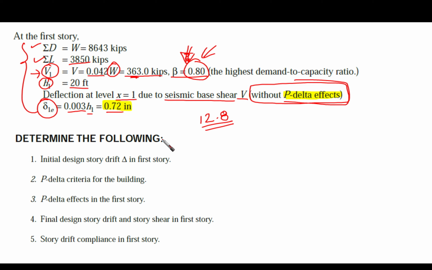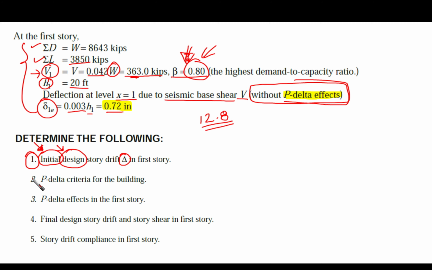We want to determine the following. We have 5 requirements here. Let's go through them one after one. Initial design story drift delta in the first story. Take care of this word, which is initial. Initial means without any P-delta effect. Design story drift. Take care of the word design. We're not talking about the elastic. We're talking about the design now, which has this uppercase delta in Greek letters.